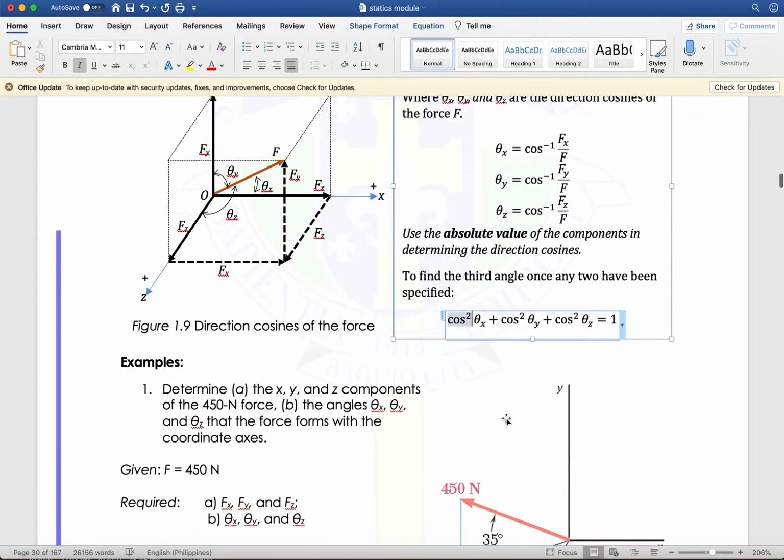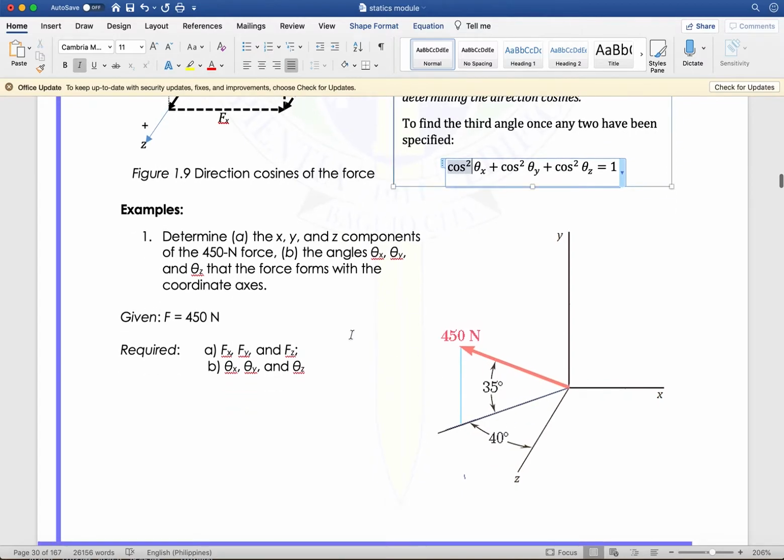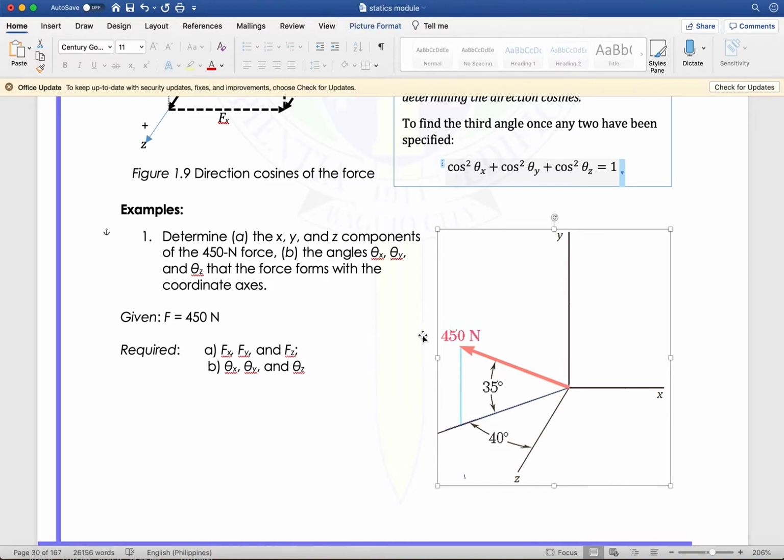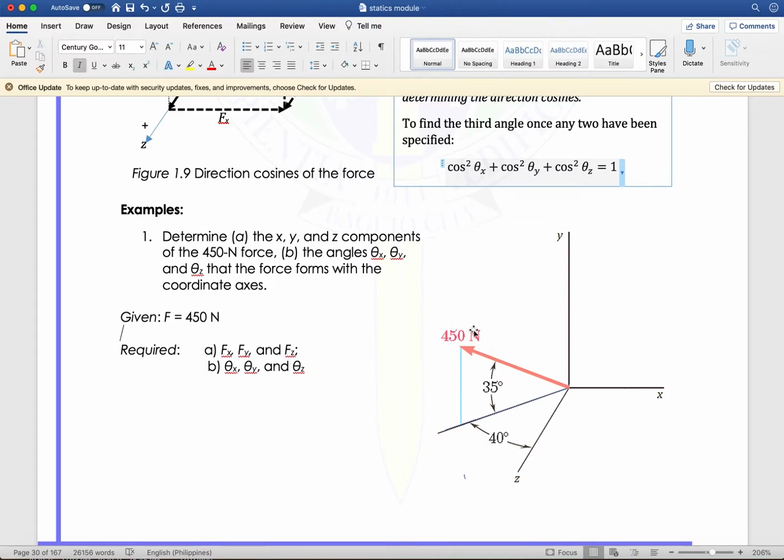Okay, so let us now proceed with our example. Determine the x, y, and z components of the 450 Newton force. We need to determine the x, y, and z components and the angle between the force and the axis.